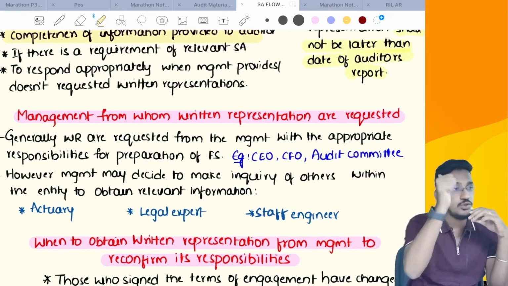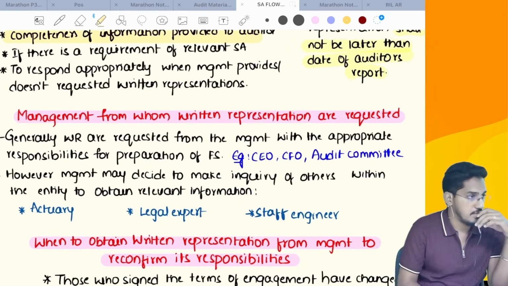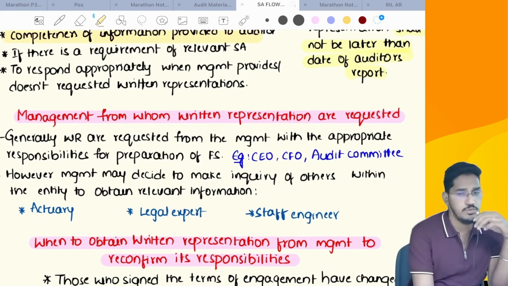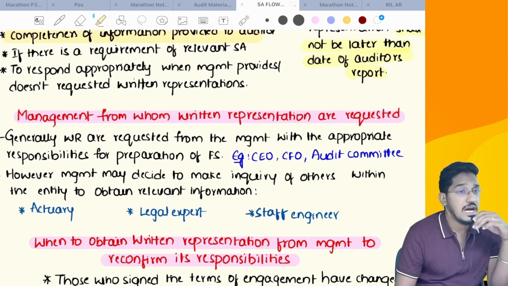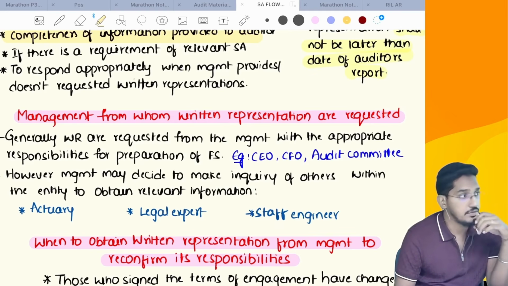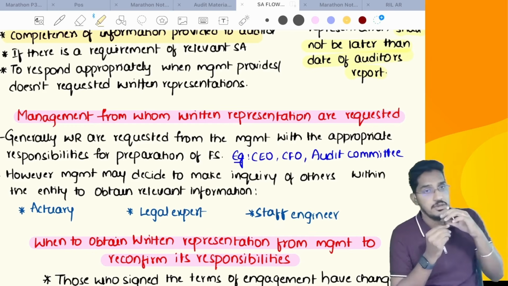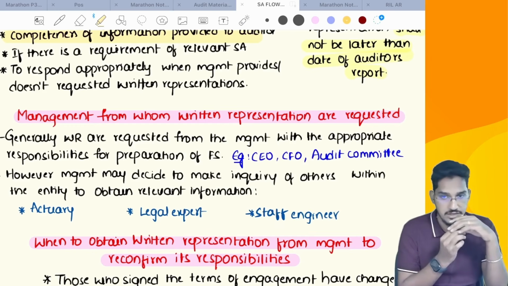Then, sir, from whom will you request written representation? Management. But management is a very broad term. Many people will get included there. All the board of directors will get included in the management. But we can't go and ask written representation from everybody. We generally ask written representation from that part of the management who have responsibilities relating to financial statements. Like if there is a CEO, we can ask the written representation from the CEO. Or if there is a CFO, we can ask the CFO. If there is an audit committee, we can ask the audit committee. So we should go to that part of the management who are directly or indirectly associated with financial statements.